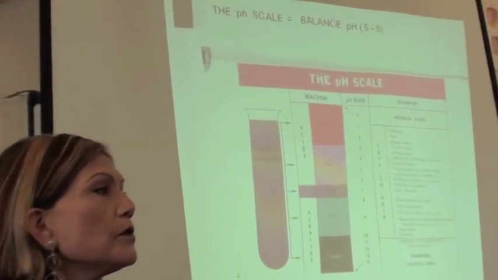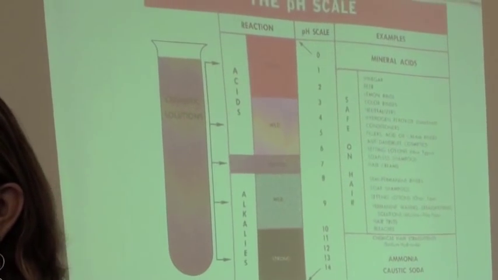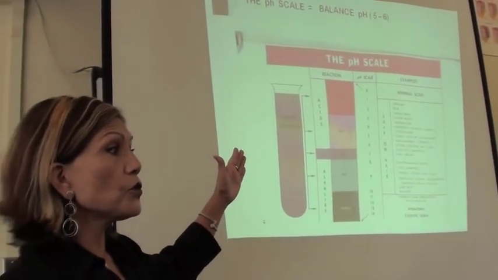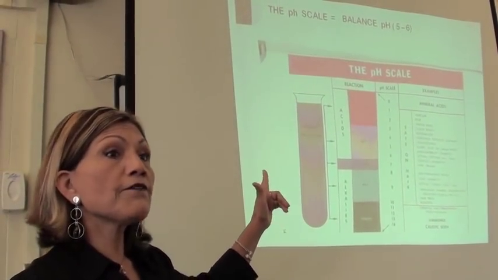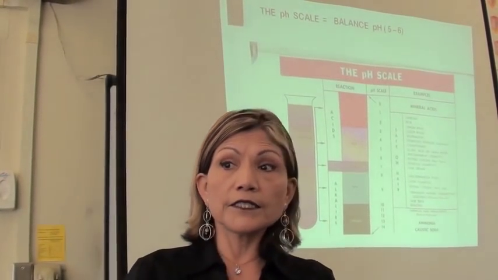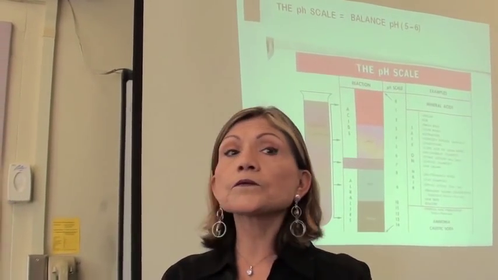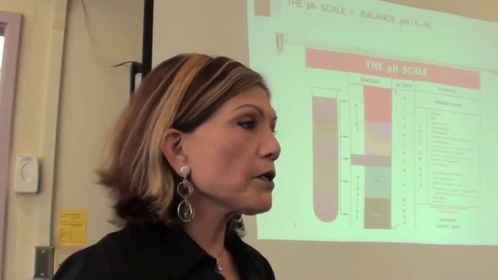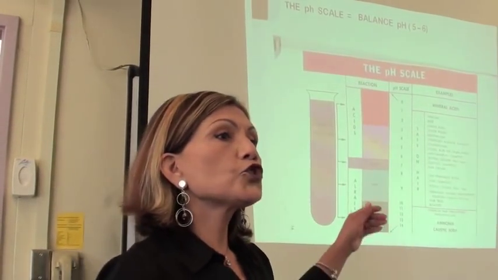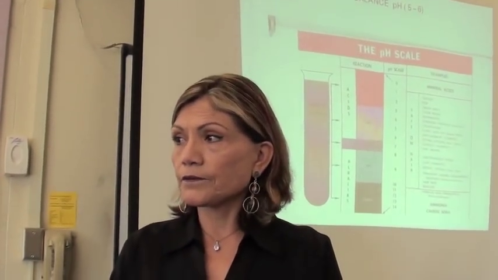First of all, I want to let you know what pH is. The pH is a scale from 0 to 14. 7 is neutral. 0 to 7 is acid, and 7 to 14 is basic. All the chemicals that we use on the hair are strong chemicals, between 7 and 14.